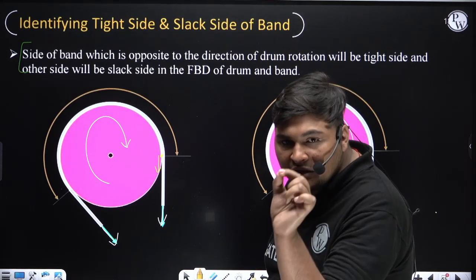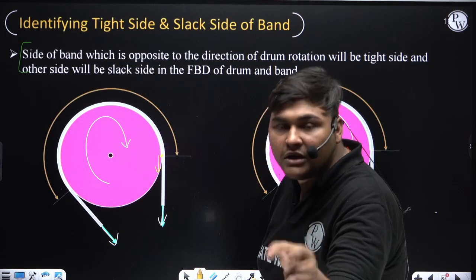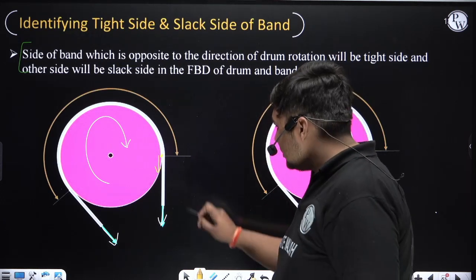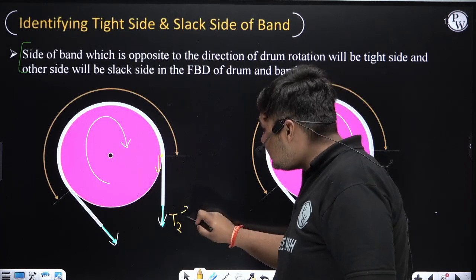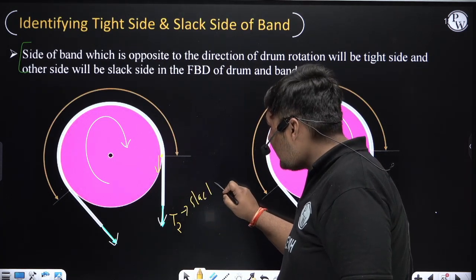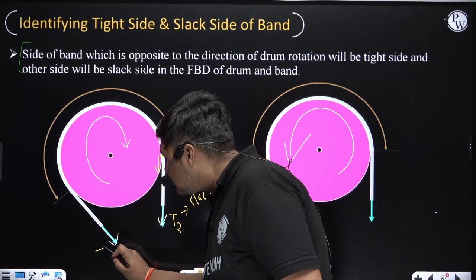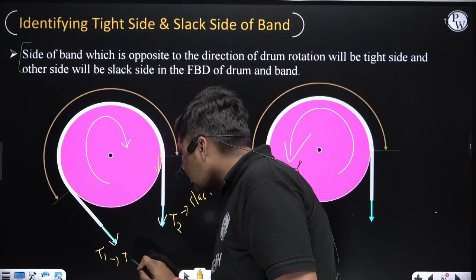If direction of tension and velocity are opposite, then that side is the tight side. So right now this side is the slack side, which means its tension will be T2. And if it is the slack side, then definitely the other side will be the tight side. And you can check that also.